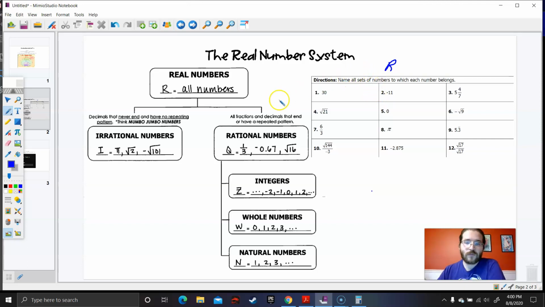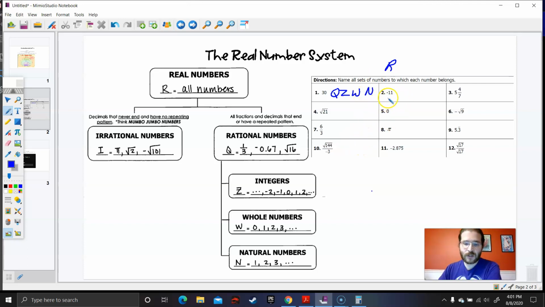Let's take a look at 30. Is it irrational? Does it never end and have no repeating pattern? No, it ends, so we know that it's rational. Is it an integer? Yeah, it's an integer because it's a whole number. Oh, yeah, it's also a whole number. Sorry, I misspoke. When I say a whole number, it just means that it doesn't have anything after a decimal point. And natural numbers, yeah, it would work for that too.